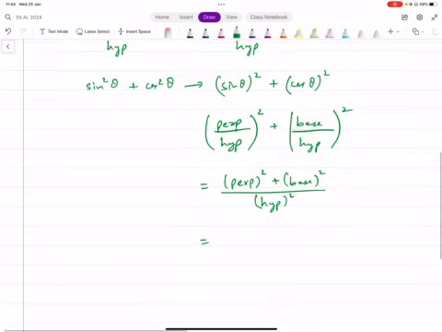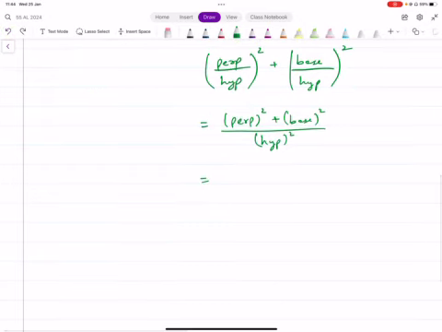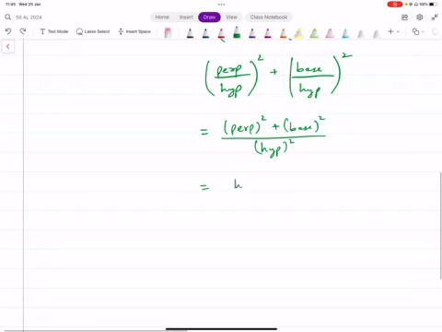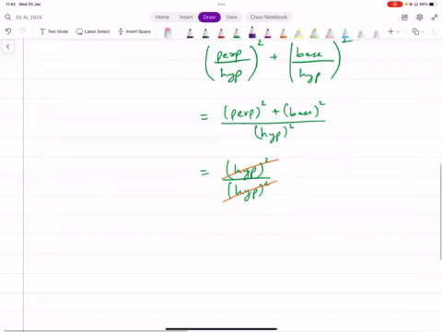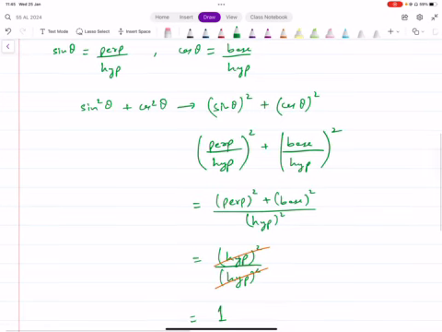What is perpendicular square plus base square? That's hypotenuse square. Pythagoras. So in the numerator as well, you get hypotenuse square, and in the denominator, you've got hypotenuse square as well. Now they get cancelled, and you get 1 from that. No matter what the value of theta was there, it always equals 1.